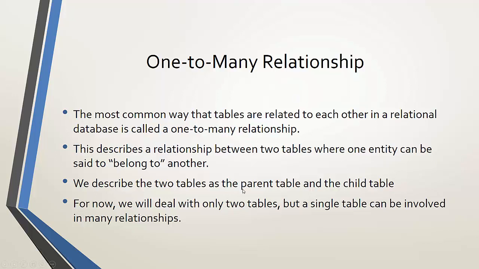Some of the key terms that we'll use are parent table and child table. The table that belongs, or the entities that belong to the other entities, will be considered the child table. Right now, like I said, we're going to deal with just two tables. However, keep in mind that you're not limited to having a table be just a parent or just a child table in a single relationship, but the same table could be a parent in many relationships and a child in many relationships. It's just a matter of how one entity relates to all the others in a database.